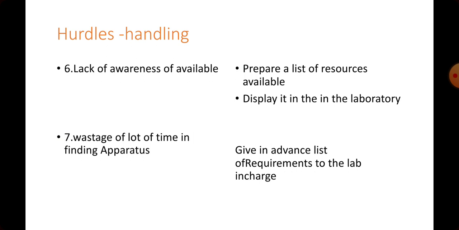The seventh one is wastage of a lot of time in finding the apparatus. Even though we have an idea of the list of items available in the laboratory, we cannot find them immediately whenever we require. So for this we need to give prior information to the lab assistant to arrange whatever we require in advance. In this way we can encounter this hurdle effectively.